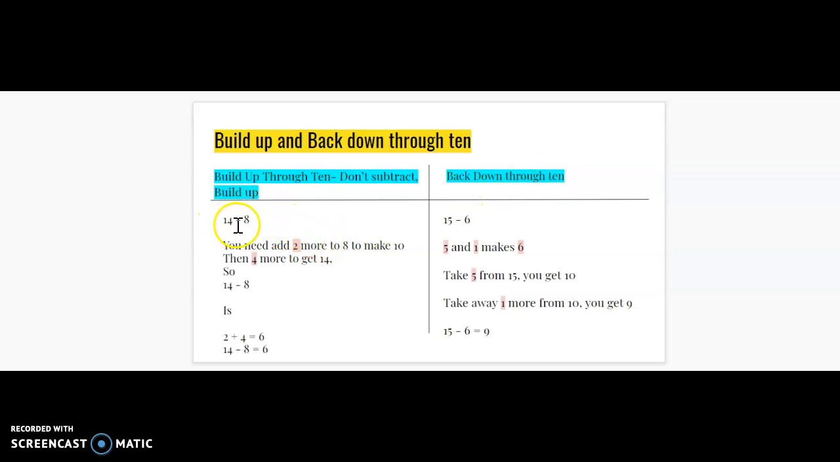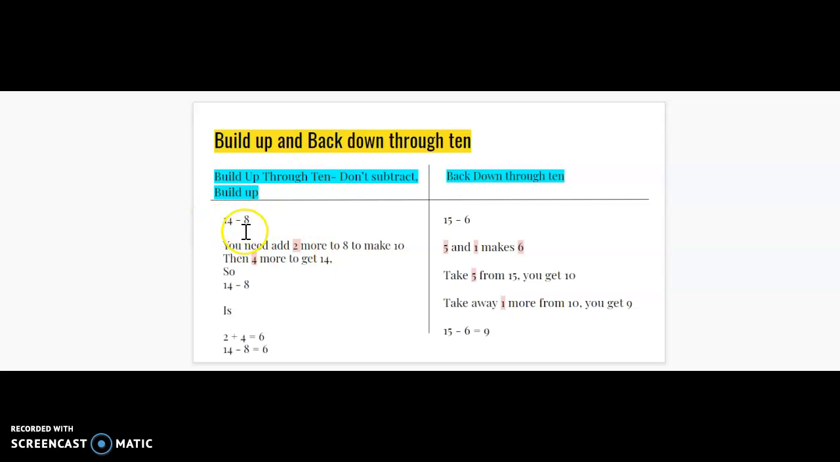So I have 14 minus 8. And so I'm thinking about building up through 10. So I'm going to take the number 8. And I know that 2 more added to 8 gives me a 10. So I'm going to use that 2 to help me solve that problem. So now I'm also thinking, if I were to add 4 to 10, that's going to give me 14, which is right here.